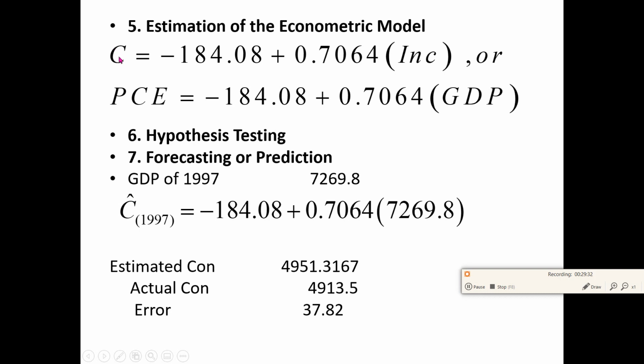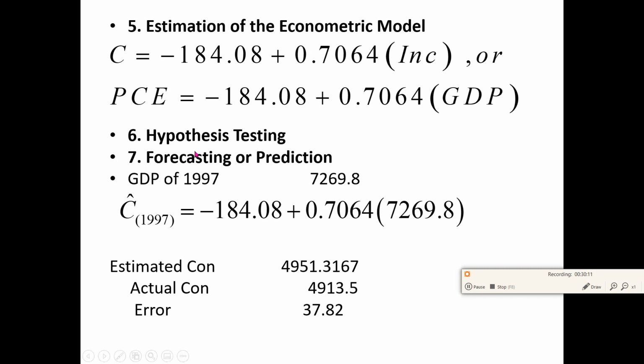So predicted consumption is equal to beta 1, which in this case came out to be minus 184.08, plus beta 2, which is the marginal propensity to consume. You can see it is positive and it is less than 1. So you see that this data seems to be in agreement with the Keynesian logic, because the marginal propensity to consume is less than 1 and it is positive, right?